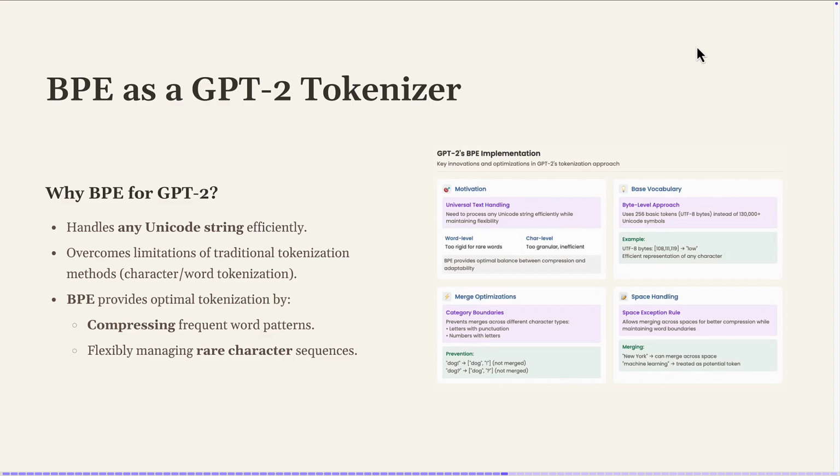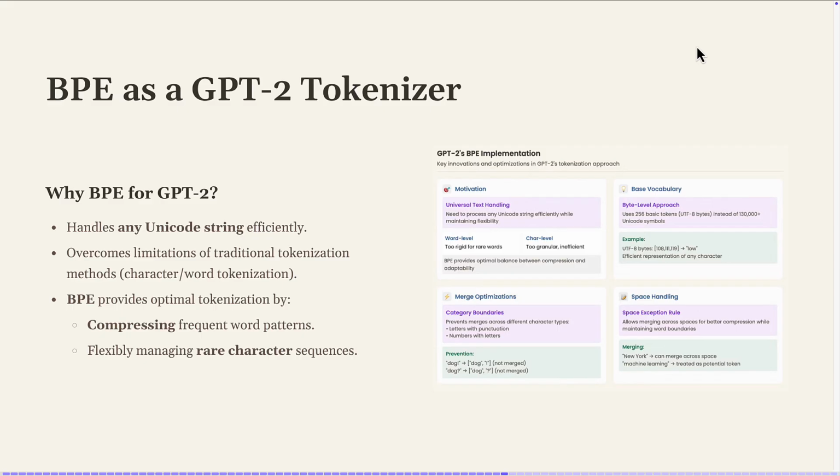So BPE for GPT-2 handles Unicode strings efficiently and overcomes the limitations of traditional tokenization methods, namely character and word level, and provides an optimal tokenization by compressing frequent word patterns, while also managing rare character sequences.